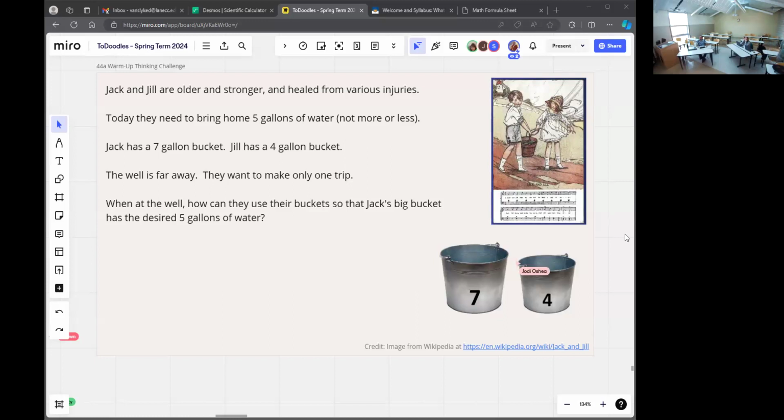So Jack and Jill are older, stronger, healed from various injuries. They need to bring home 5 gallons of water, not more and not less. Jack has a 7 gallon bucket, so this big bucket, and Jill has a 4 gallon. And the well is far away, so they want to make only one trip. So how can they pour water back and forth between their buckets so that Jack's big bucket has 5 gallons of water in it on the trip home?